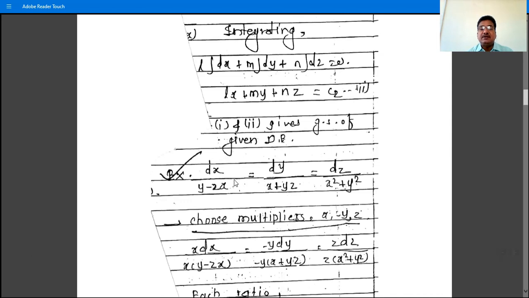Next example: dx divided by y minus z into x, dy divided by x plus y z, and dz divided by x square plus y square. Then choose multipliers x minus y z.